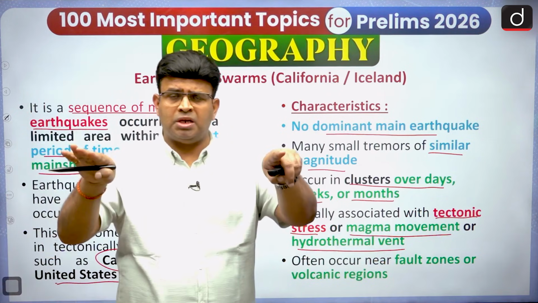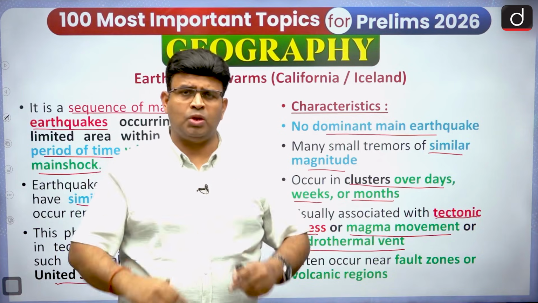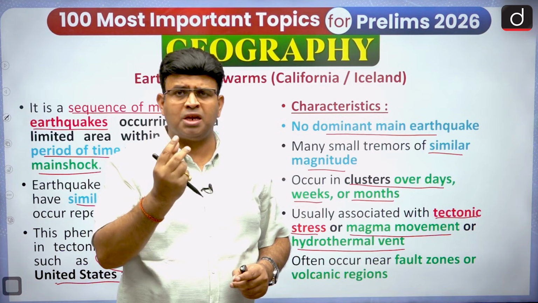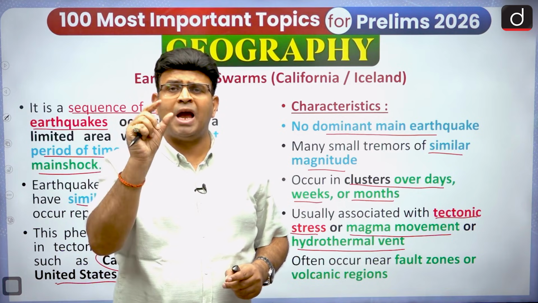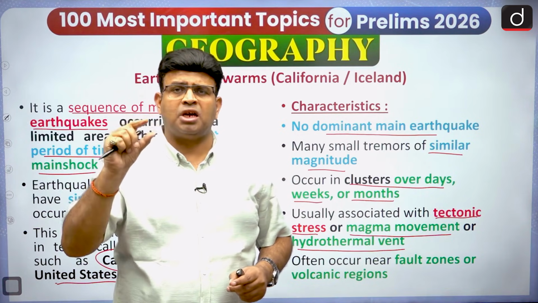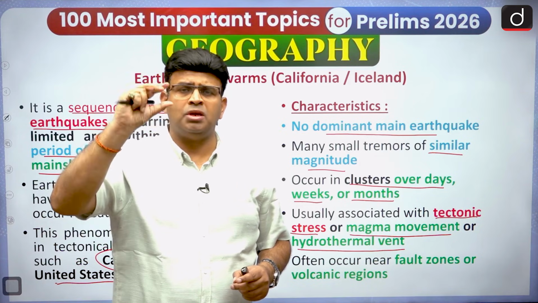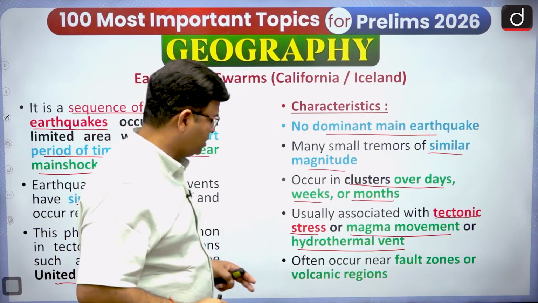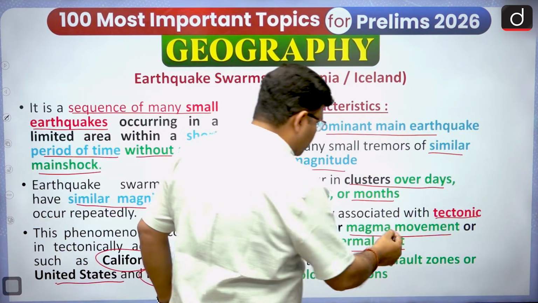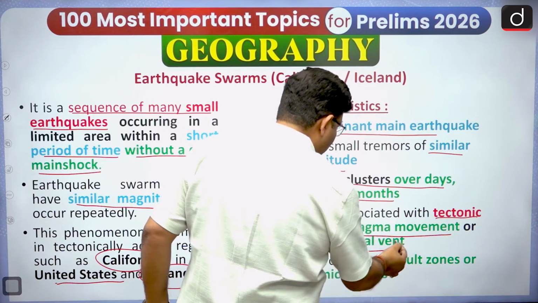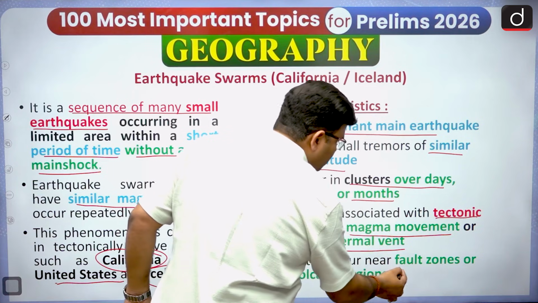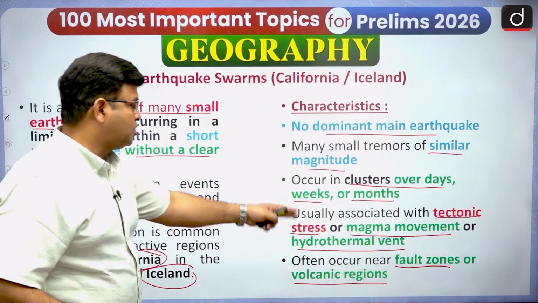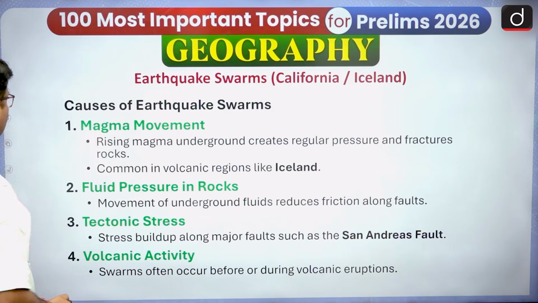A hydrothermal vent is along the divergent boundary where the magmas are slowly coming out. Vent means the mouth through which magmas are coming. Hydro means water and thermal means hot, so hot water comes out. In this region, a little bit of shaking takes place regularly. Tectonic stress, magma movement and hydrothermal vents often occur near fault zones and volcanic areas. These are the things we have already been able to see in this region.